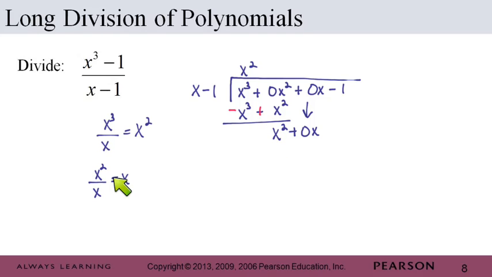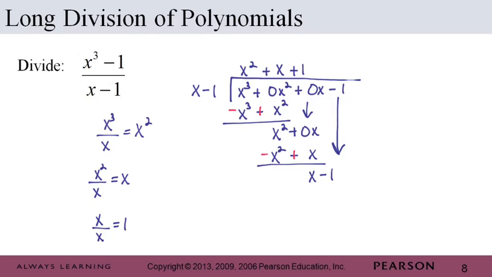If we reduce, we see x, so put your x here, multiply back. X times x will be x squared, and x times negative 1 will be negative 1x. Now change signs and add. And 0 plus x is 1x, pull down. And now how many times will x go into x? Well, that would be exactly 1.